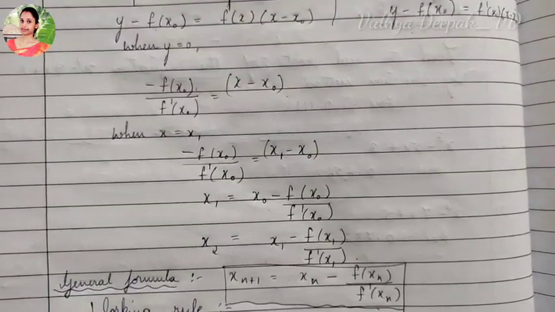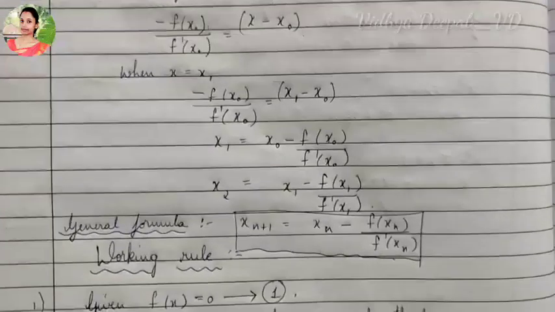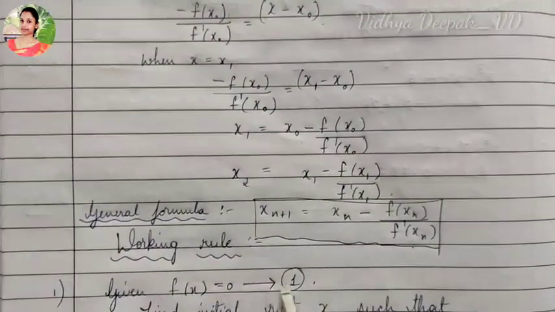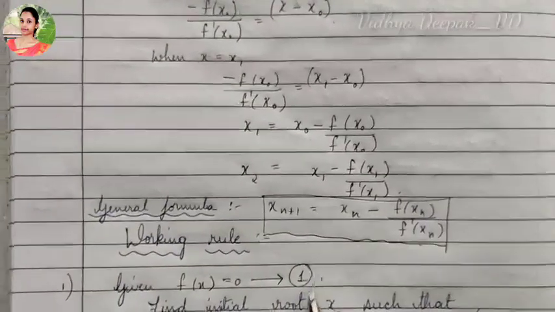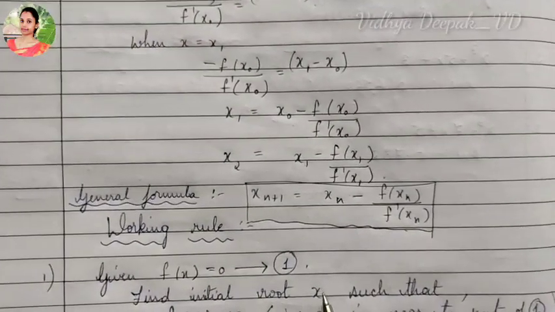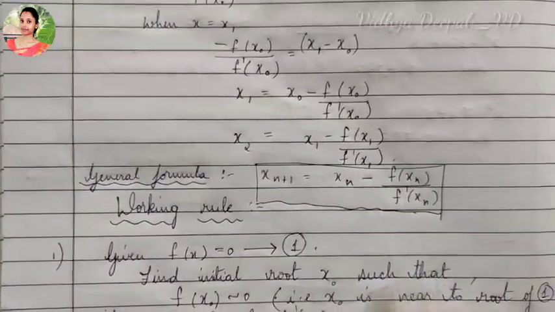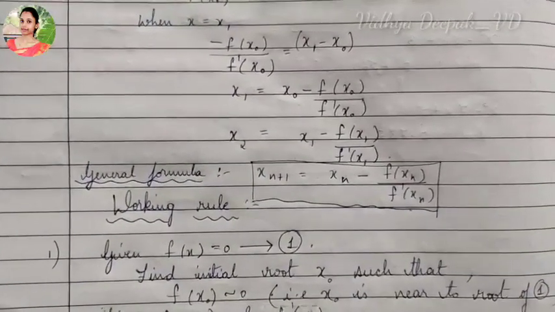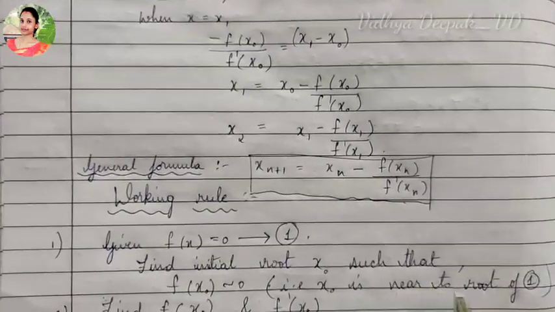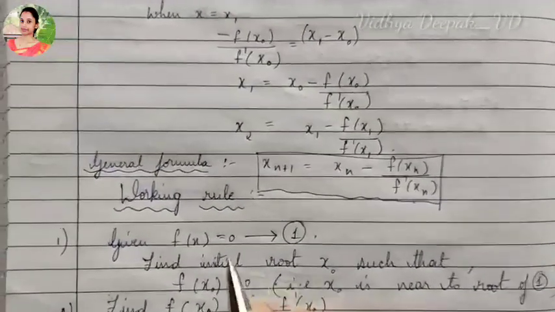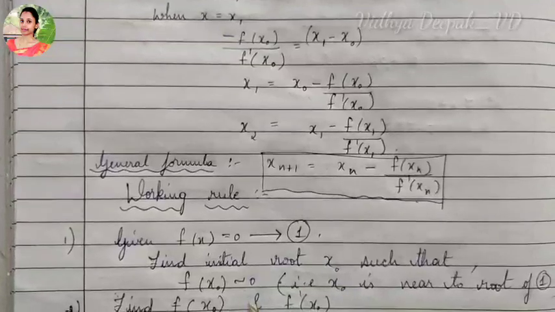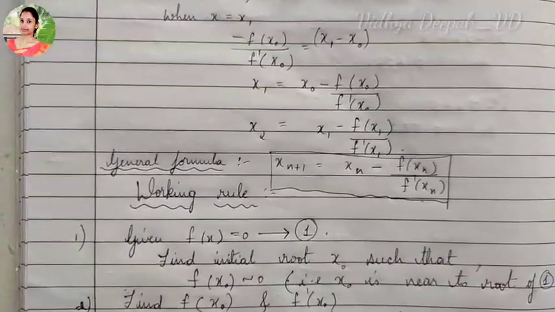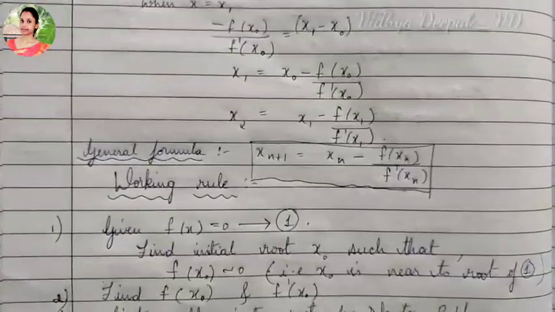Now let's see what the working principle of this is. The first step is to consider the given equation to be equation 1. Then find the initial root x0 such that f of x0 is approximately 0. That is, x0 is near to the root of equation 1, meaning it should be near to the root of the given equation. We'll understand that better using problems or examples.